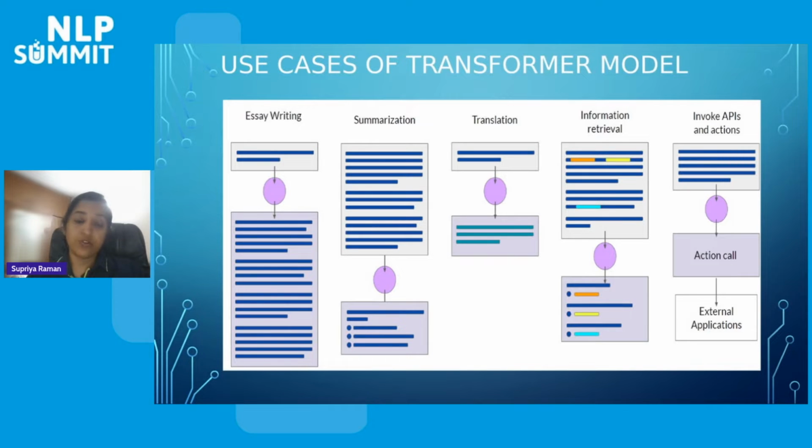LLMs can also be used in order to invoke APIs, and the primary ways to interface LLMs with external APIs are either by using functions or by using LLM generated interfaces.